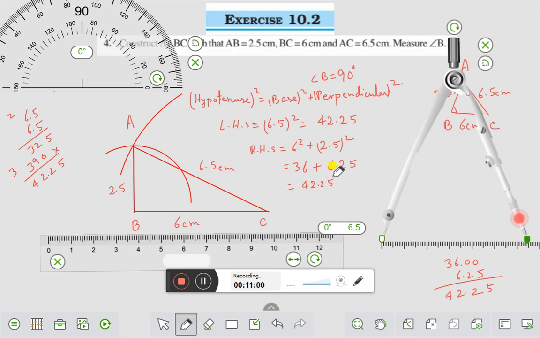That means left hand side is equal to right hand side. That means hypotenuse square is equal to base square plus perpendicular square. AC is the hypotenuse, therefore this angle must be 90 degree. And we have found by measurement also that this is 90 degree.